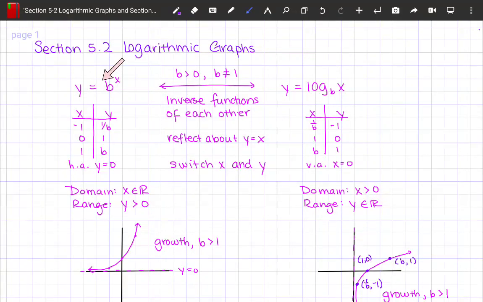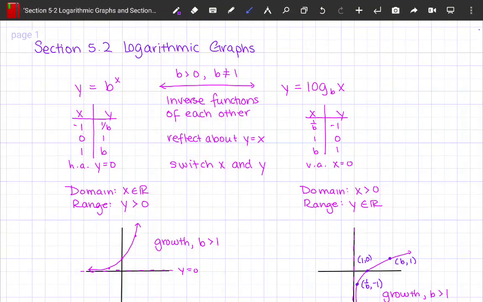of exponentials. If you have inverse functions, they are reflections about the line y equals x, and we also know that inverses switch x and y. Now b is not based on x or y, so the same restriction we had on b for exponentials, b has to be positive but not equal to 1, that applies to logs as well. This base has to be a positive base and can't equal 1.